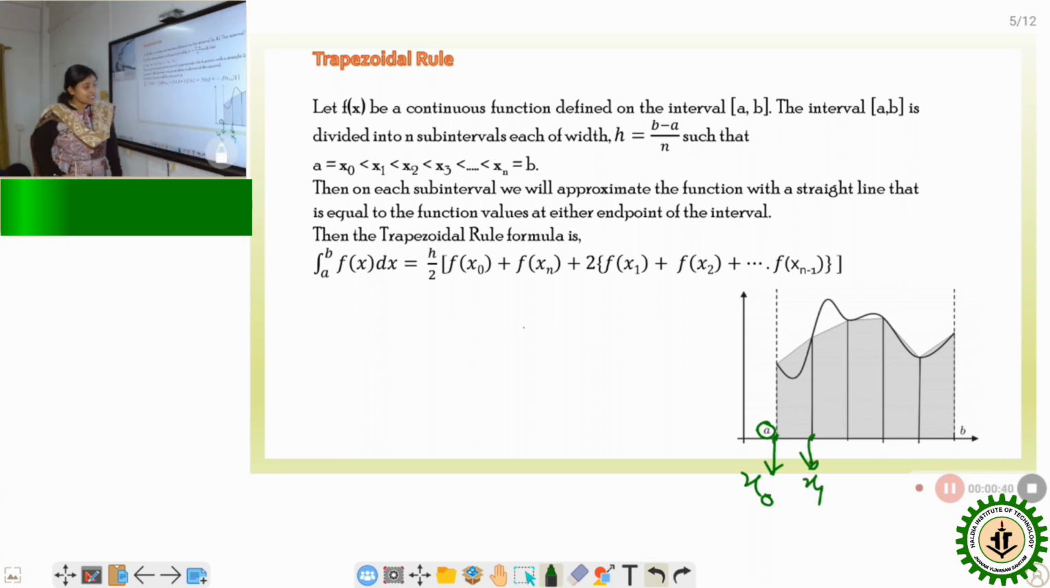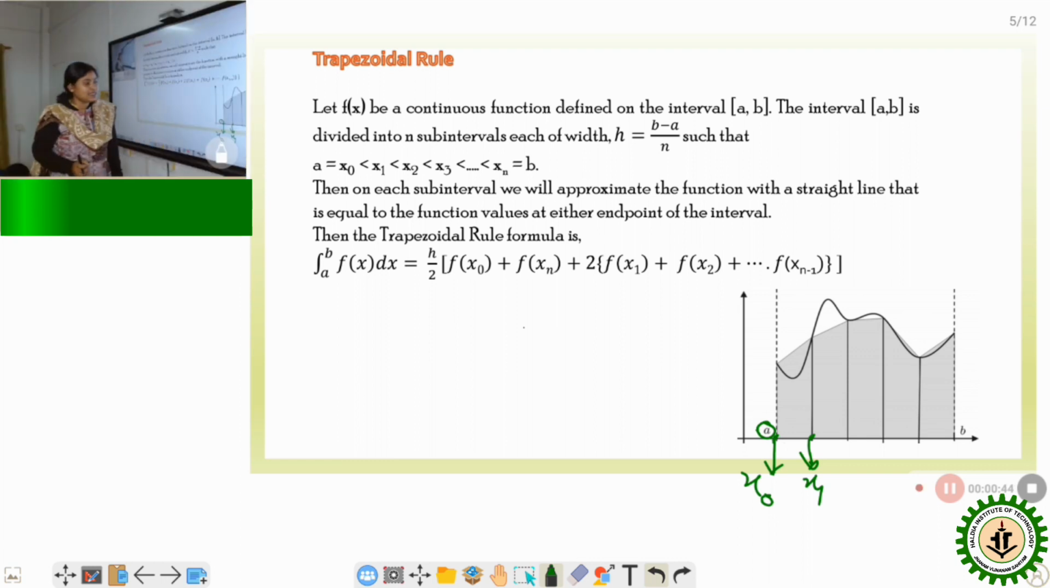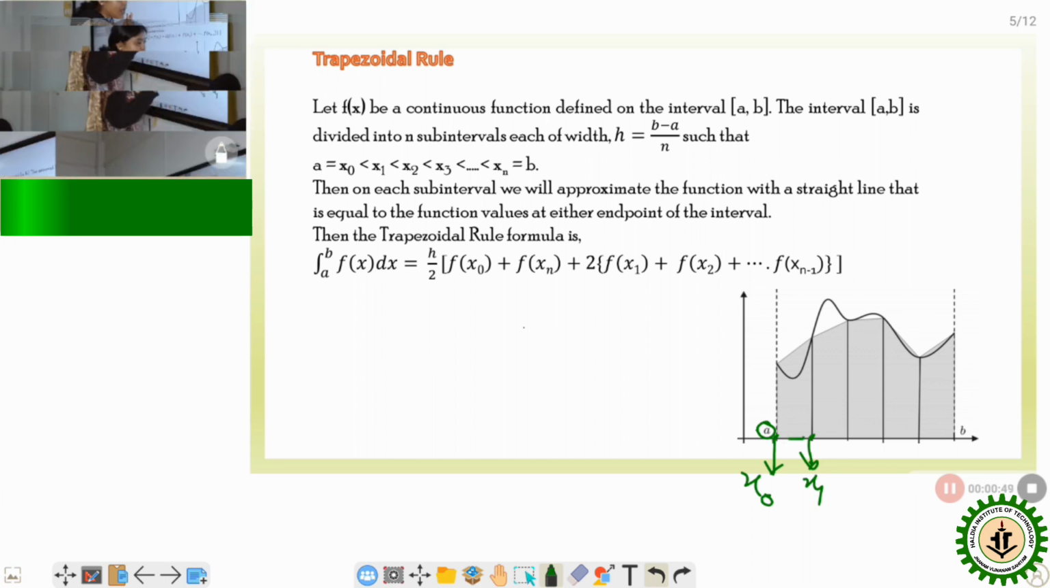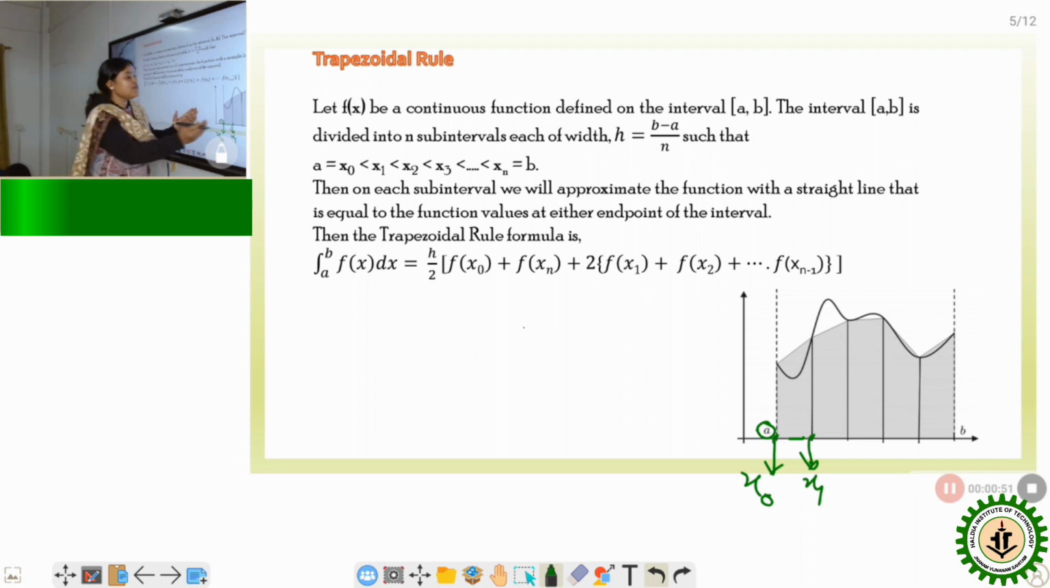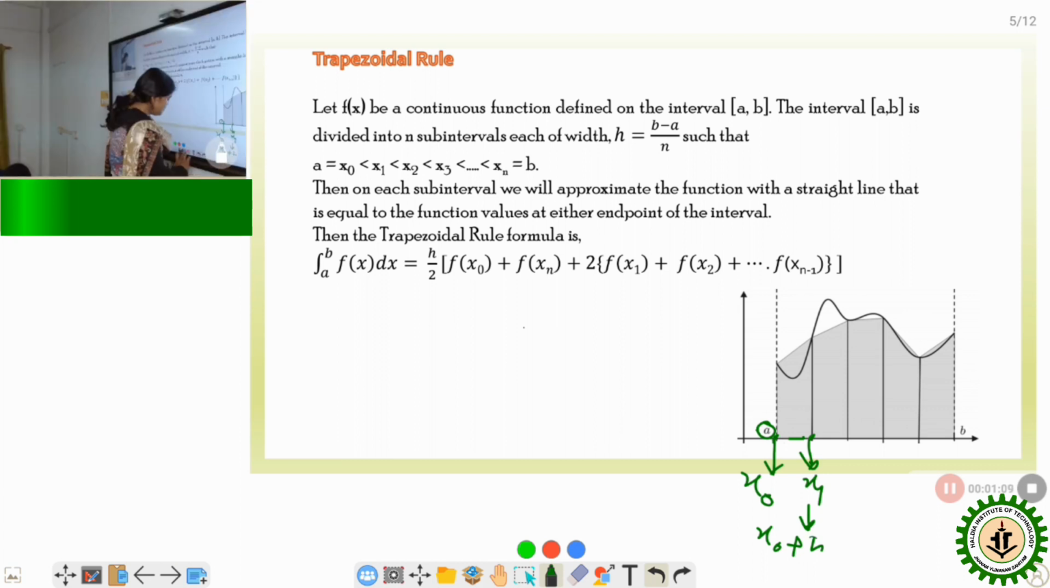And what is your x1? x1 will be x naught plus this much length. Now what is this length? Suppose this is your h. So what we have to do, we have to divide the interval AB into n number of subintervals, each of width h. So what will be your x1? x1 will be nothing but x naught plus h.